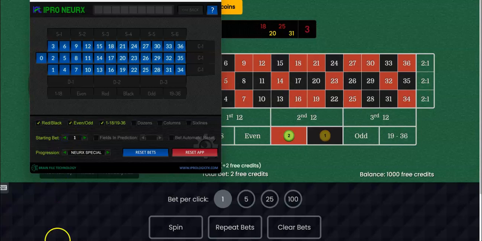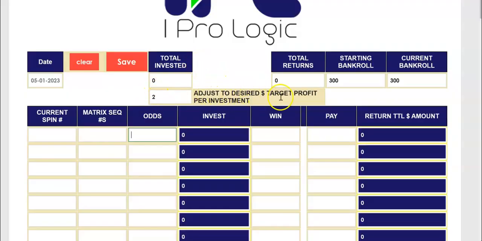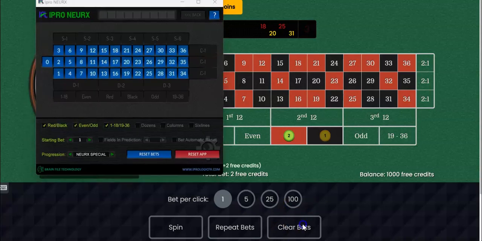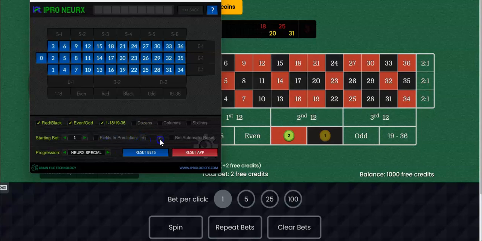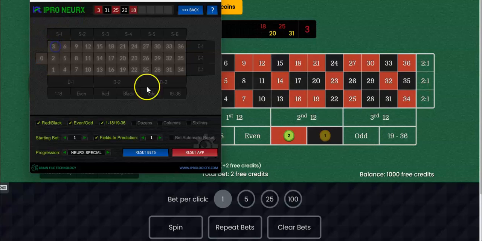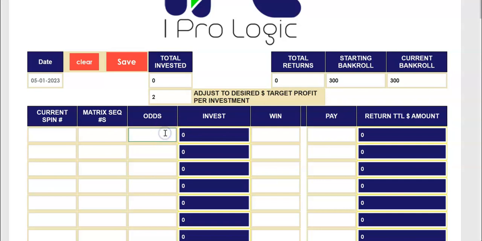It doesn't matter what your starting bet is, and the reason why is because of the prediction. You're going to be using a target of 2 as your desired profit. So let's go back here. In the fields of prediction, which is here, we are going to select one outcome. In this case, it's either one of these three, whatever the application thinks is best. So let's put these numbers in: 18, 20, 25, 31, and 3. Now notice it says red. Again, we're using NEURX Special because we're using the target calculator. So it's saying red.